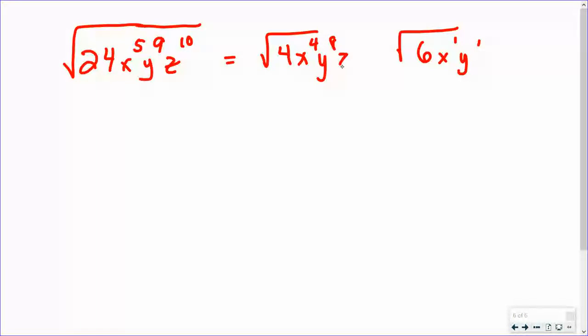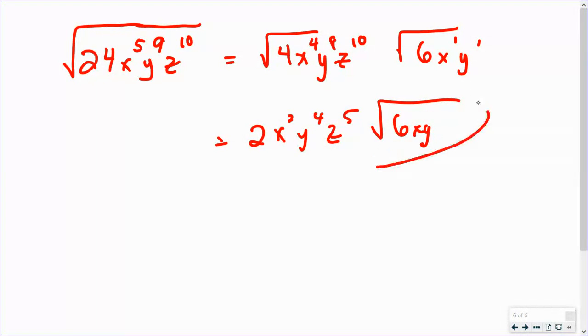Z to the 10th, hey, that's even. Let's take all those bad boys there. Square root of 4 is 2. Take half of these exponents. The other part, those are leftovers. Those just come along for the ride.